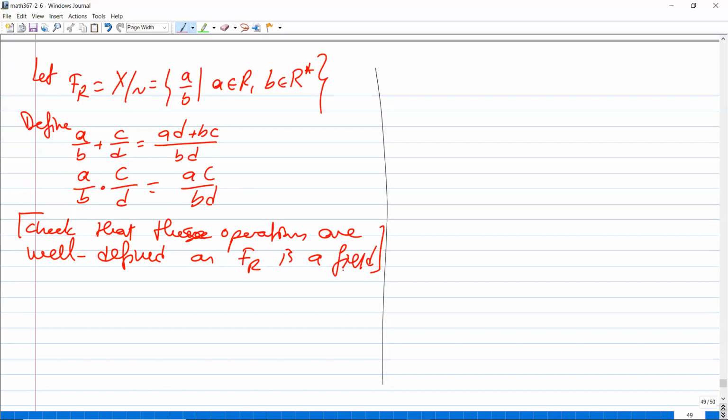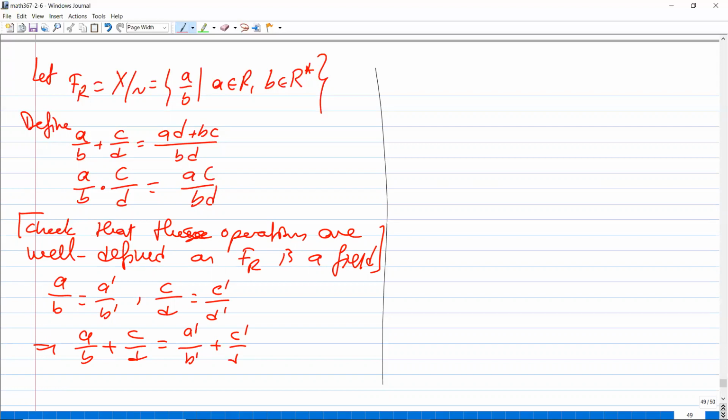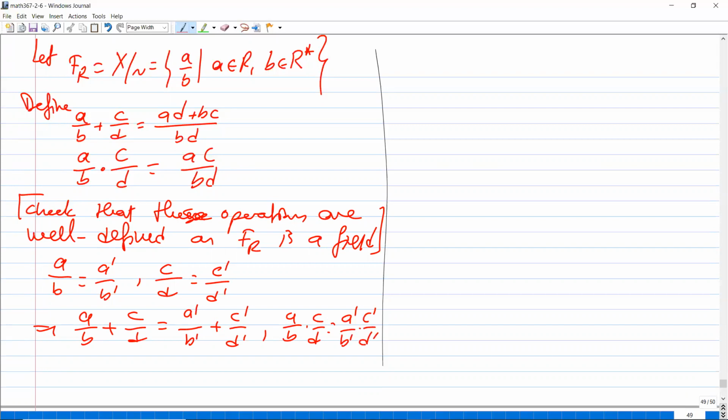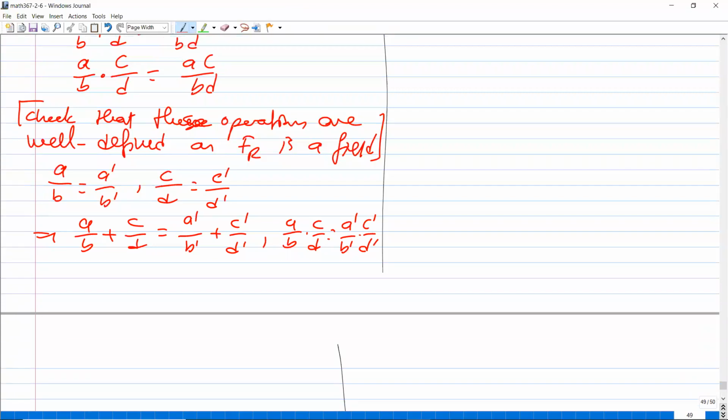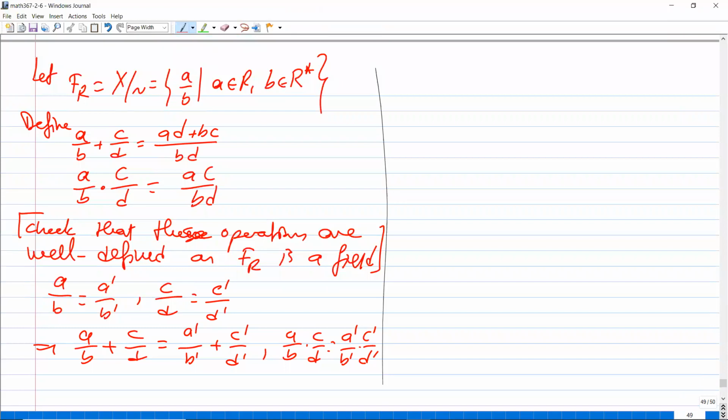In order to show that it's well defined, if A over B is equal to A prime over B prime, and C over D is equal to C prime over D prime, you need to show that A over B plus C over D is equal to A prime over B prime plus C prime over D prime, so that it is independent of the representatives, and also A over B times C over D should be A prime over B prime times C prime over D prime. You need to show these equalities. And also with these operations, F of R is a field. I will leave this to you.